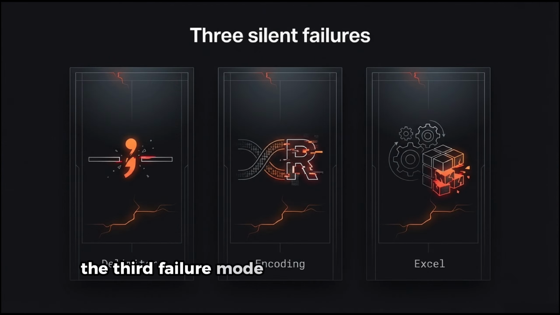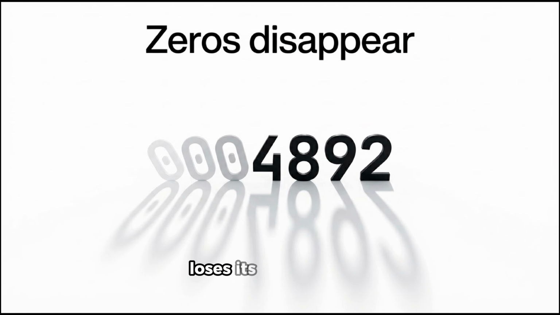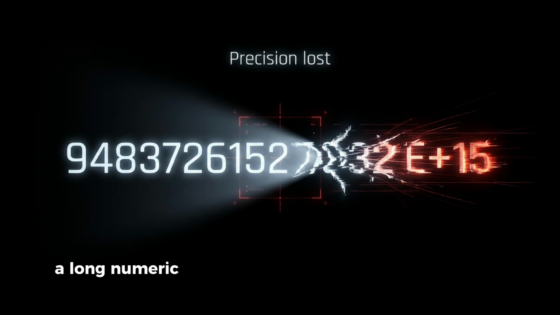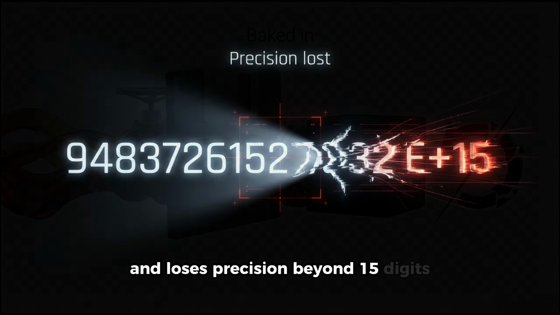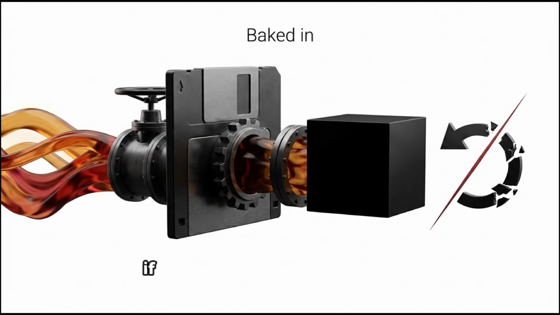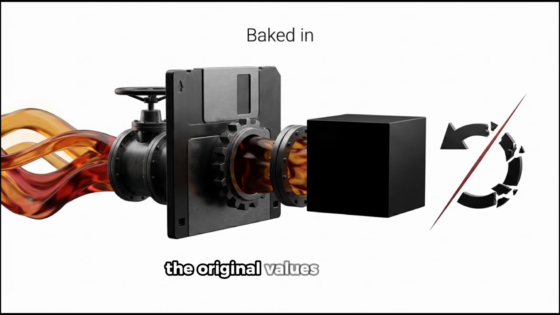The third failure mode is Excel's auto-conversion, and this one is uniquely destructive because it is permanent. When you open a CSV file in Excel, Excel reads every value and decides what type it is. A value that looks like a date becomes a date. A value that looks like a number loses its leading zeros. A long numeric ID gets converted to scientific notation and loses precision beyond 15 digits. This would be manageable if Excel left the original file alone. It doesn't. When you save the file, the conversions are baked in. The original values are gone.